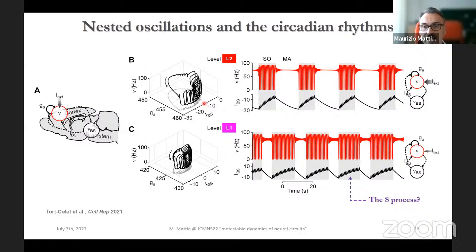Let me tell you that the statistics of the residence time in the slow oscillation and microarousal state should be strongly related to the size of this fluctuation, so to the size of the underlying network. So we are also expecting to see phenomena like stochastic resonance, and in particular, this might be also a way to estimate the size of the local circuits in some way.